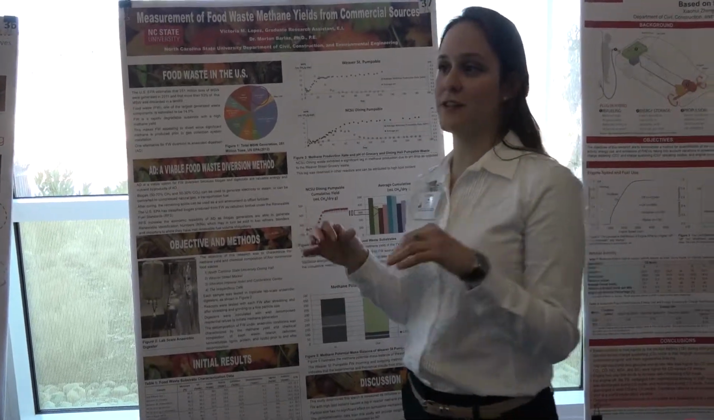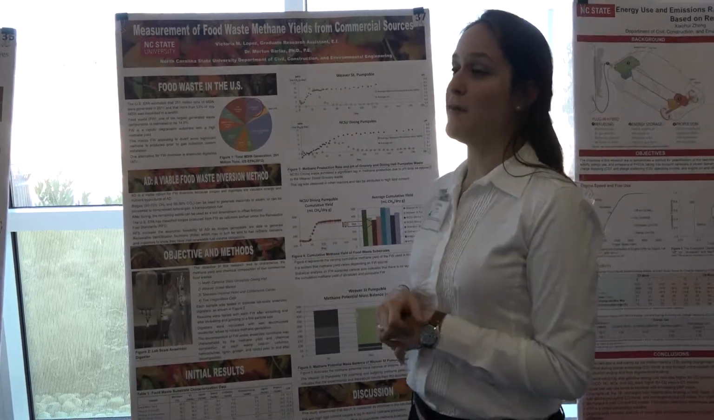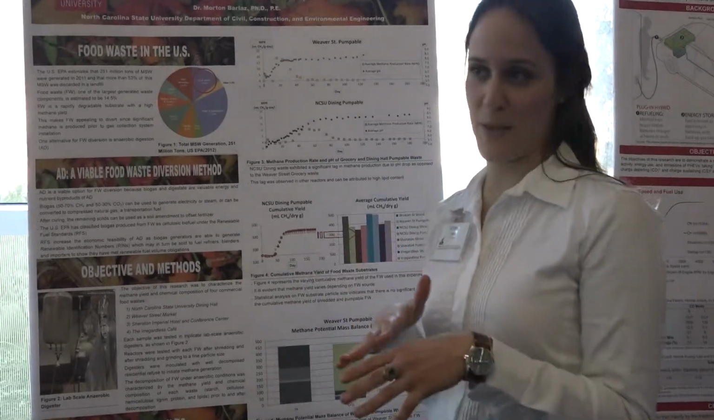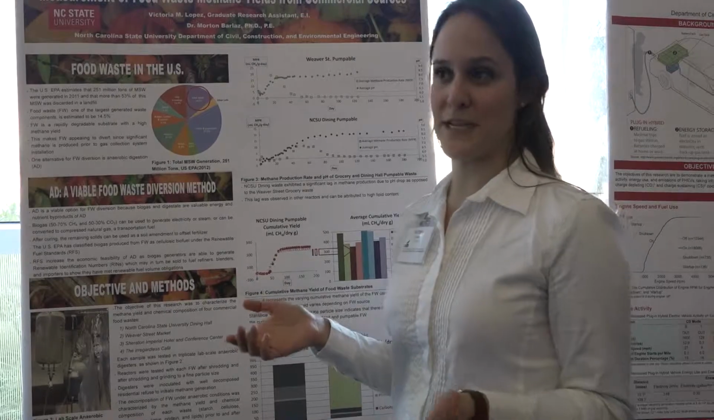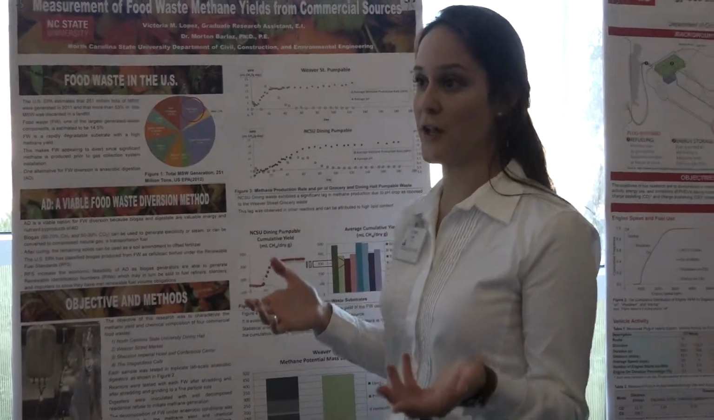So when food waste enters a landfill, it degrades very rapidly, and this means that a large amount of methane is released into the atmosphere before gas collection systems are put into place. A really great alternative for landfilling food waste is anaerobic digestion, which has benefits of energy and fertilizer products.